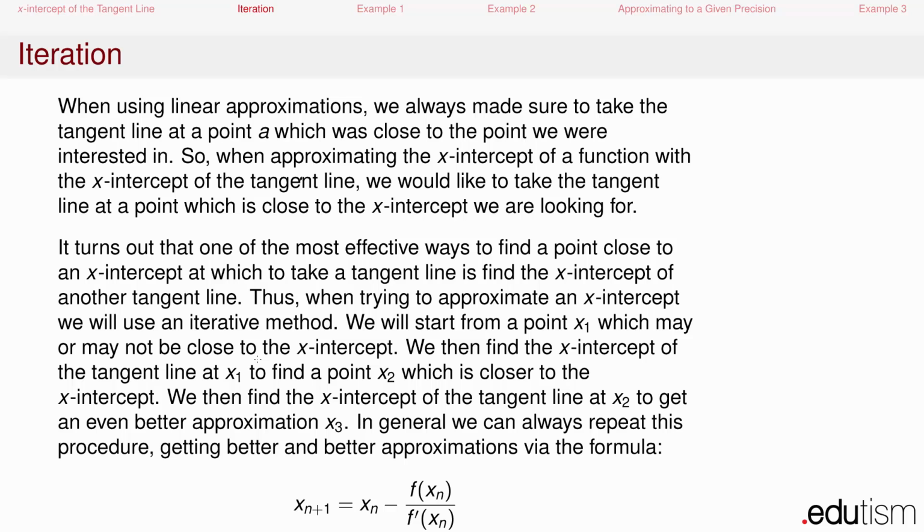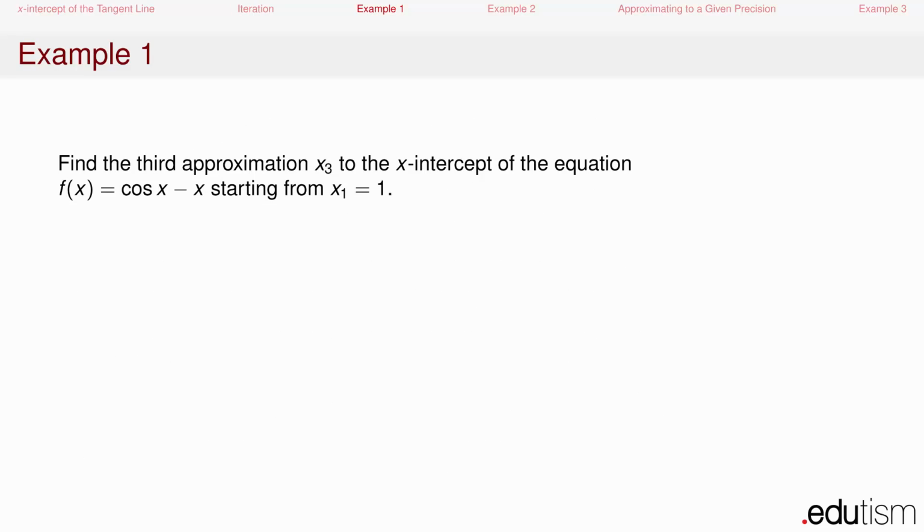We're basically going to be repeating this procedure over and over again, and as we're doing it, we're going to be using this formula: x_{n+1}, the next approximation, is the previous approximation, minus f of x_n over f prime of x_n. We're going to keep repeating this procedure, getting better and better approximations until we've got one that's good enough for us. So let's see what this procedure looks like.